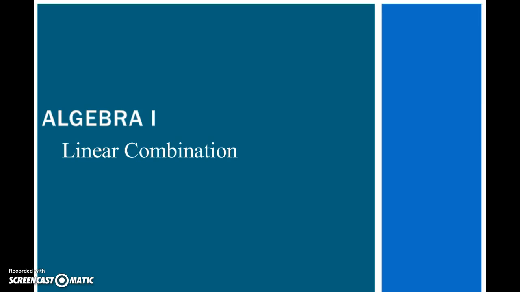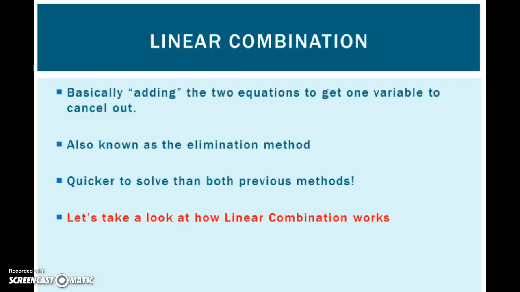Today we are going to learn about linear combination as a method for solving systems of equations. Linear combination is basically just adding two equations together to get one variable to cancel out. This is also referred to as the elimination method, and it really is a much quicker way to solve systems of equations than graphing or using the substitution method.